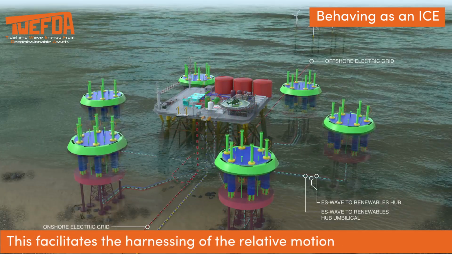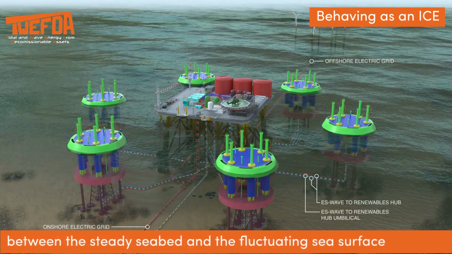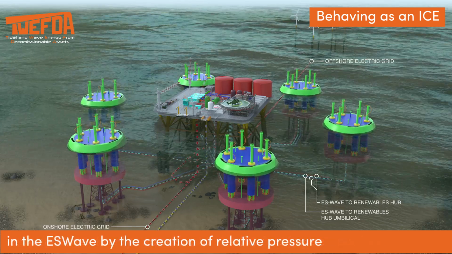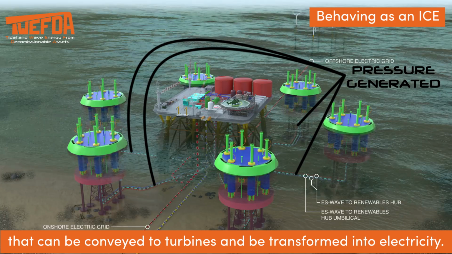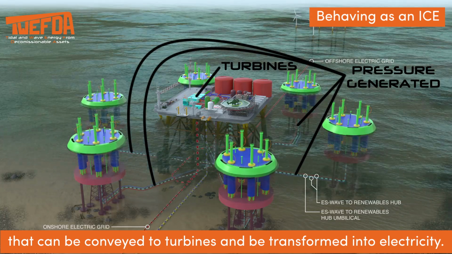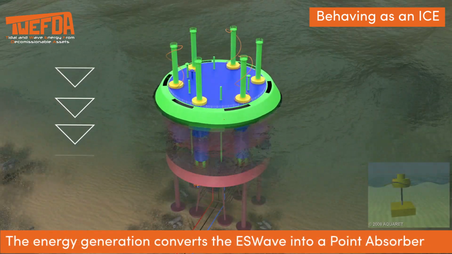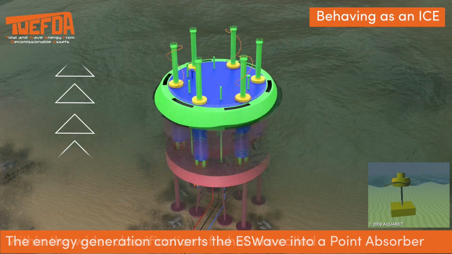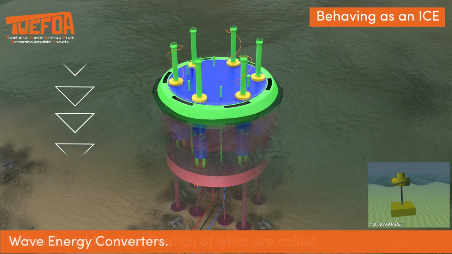This facilitates the harnessing of the relative motion between the steady seabed and the fluctuating sea surface in the ESWave by the creation of relative pressure that can be conveyed to turbines and be transformed into electricity. The energy generation converts the ESWave into a point absorber within the wider classification of what are called wave energy converters.